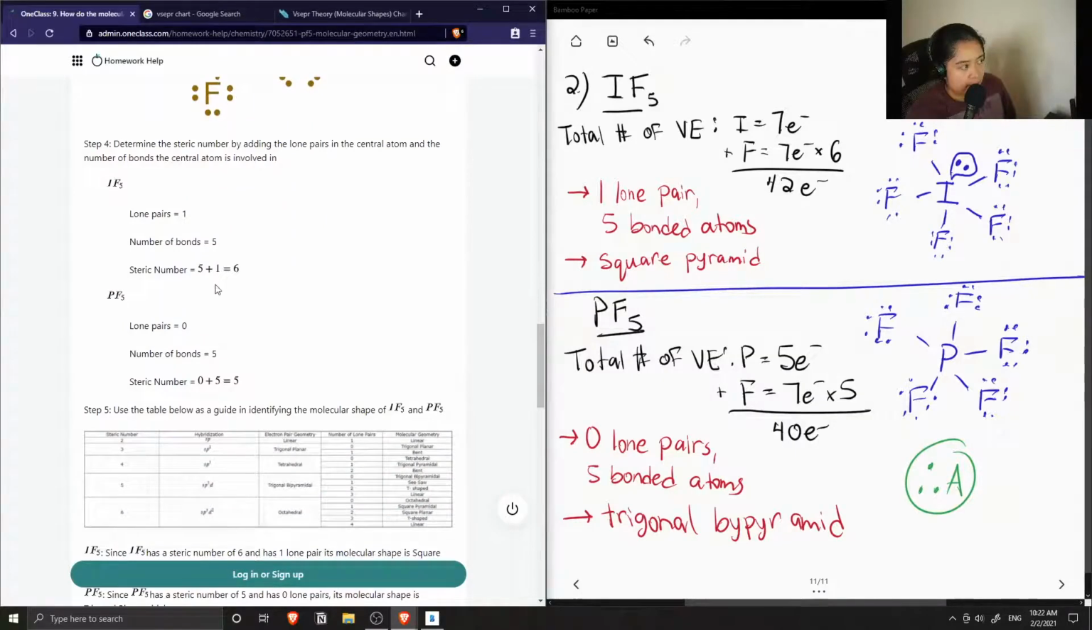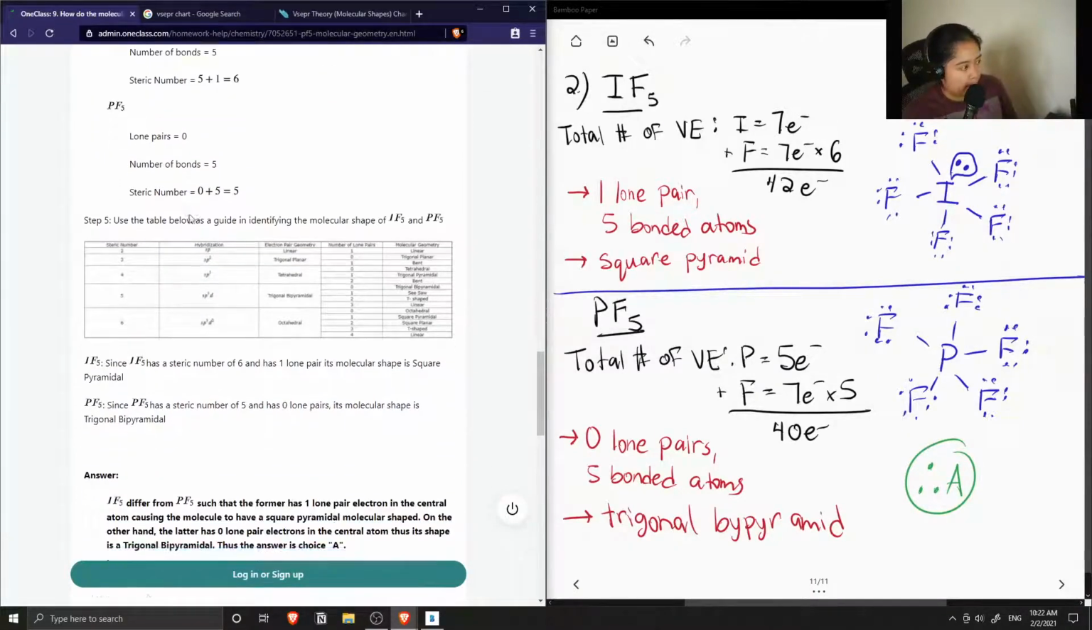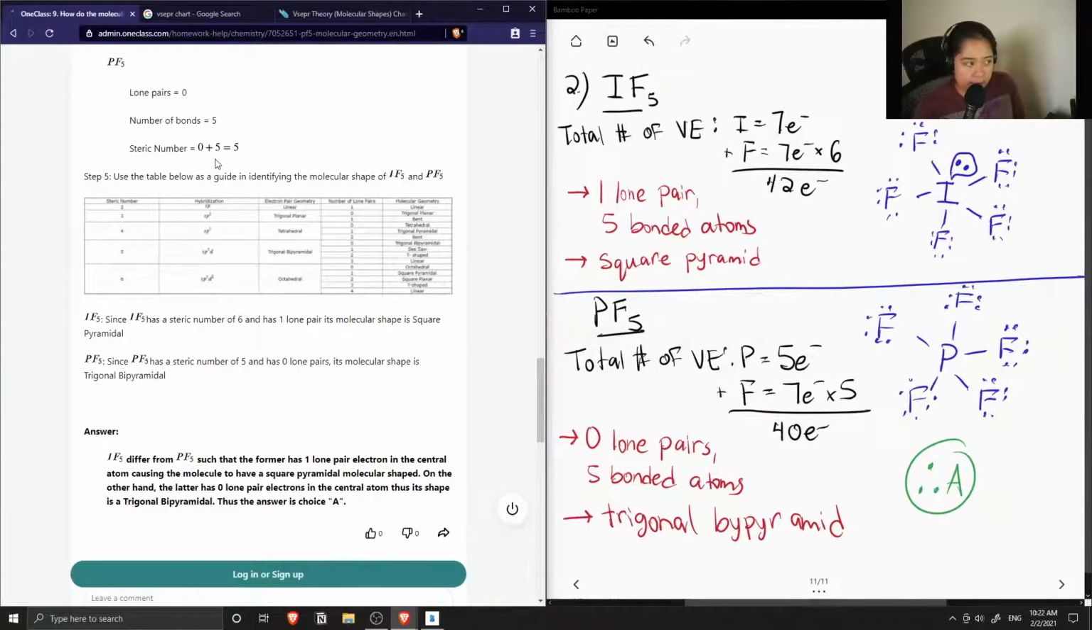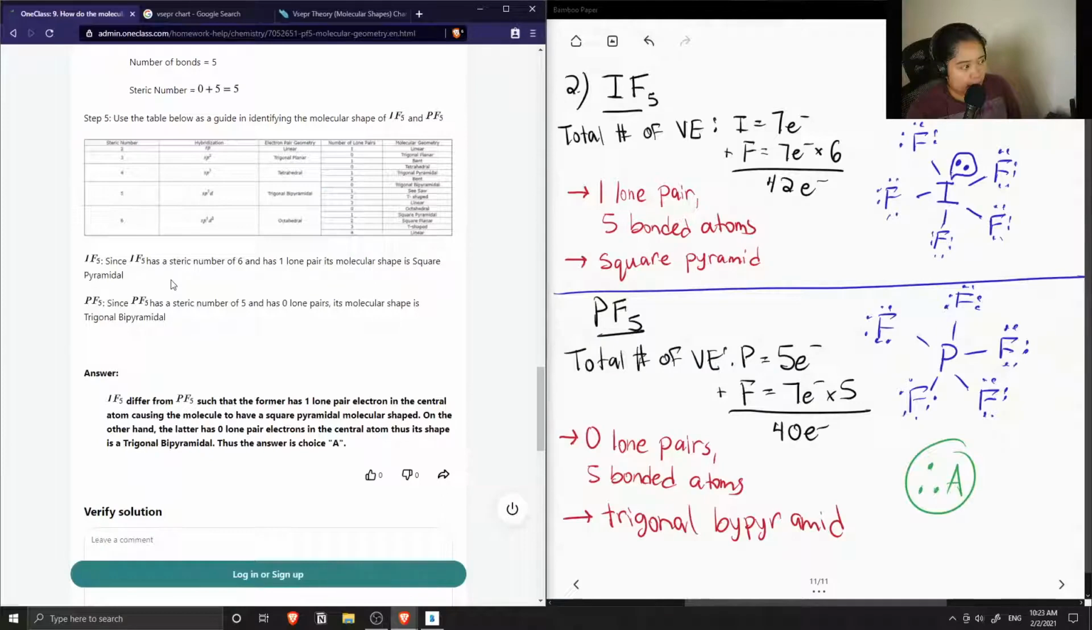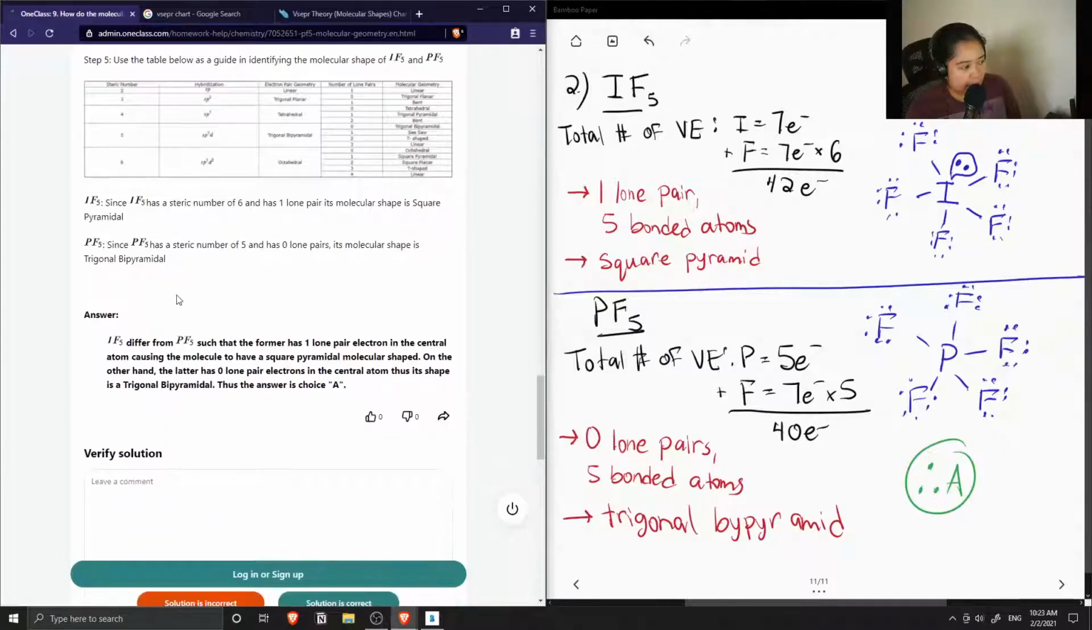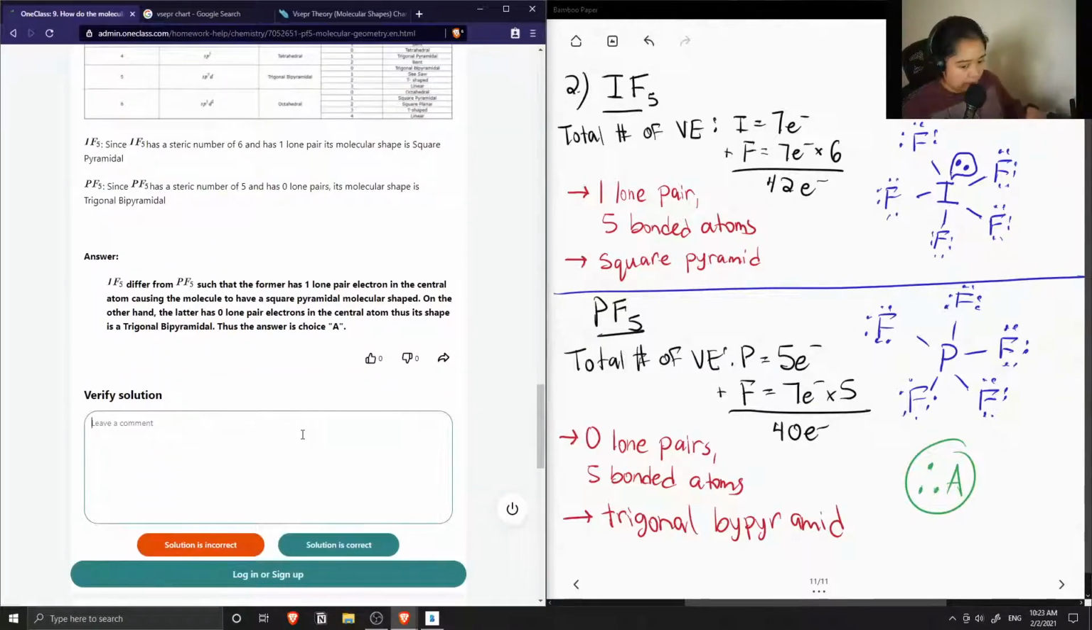And for step 4, determine the steric number by adding the lone pairs in the central atom and the number of bonds the central atom is involved in. Okay, so we kind of did the same thing. And they have a table, a VSEPR table, that identifies the molecular shape. Okay, so they got square pyramid and trigonal bipyramid, so the correct answer is A. So this solution is correct.